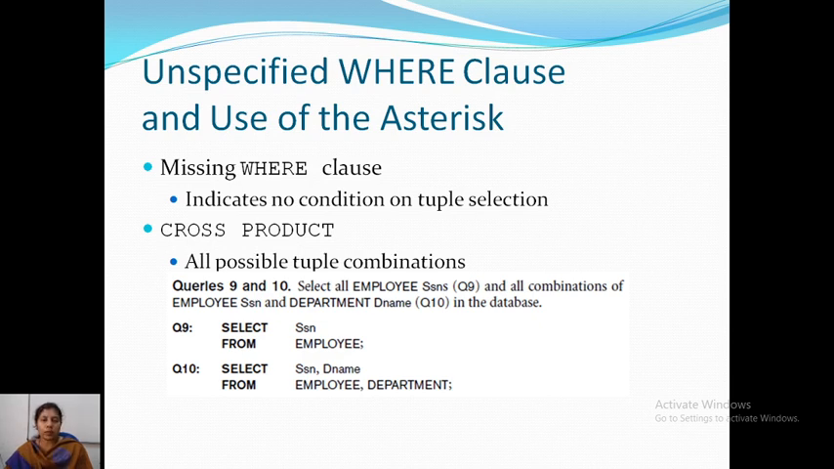But in the second query, we are fetching SSN and DNAME from employee comma department. Now in this, it will take the cross product of employee and department first, and from that cross product result, it will take the SSN and DNAME columns. So if you forgot to write the where clause, it just gives you the cross product result, like all possible combinations.